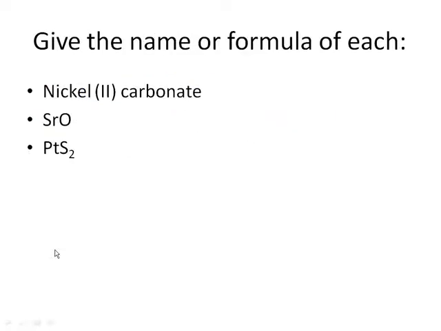So go ahead and take a moment and give the name or the formula of each of the following. Go ahead and hit pause. Okay, so nickel, Roman numeral 2 carbonate, tells us that the nickel has a +2 charge. Carbonate is one of your polyatomic ions, and it has a -2 charge. So in order to make the whole thing equal 0, I just need one of each. So I have nickel, and 1 carbonate.